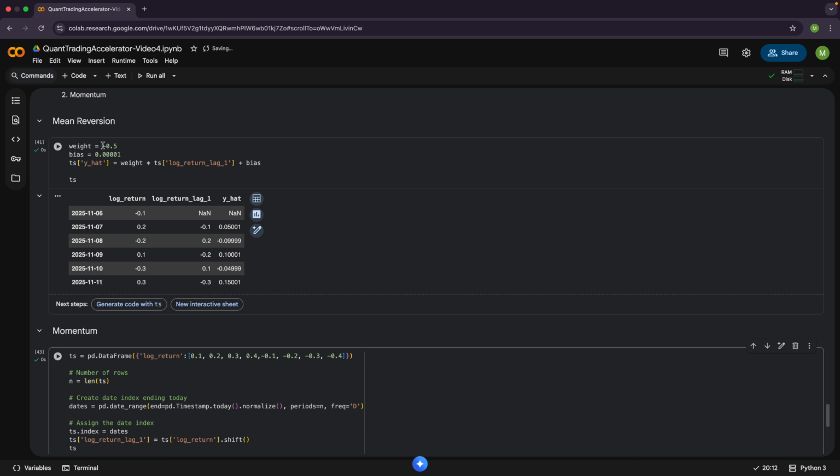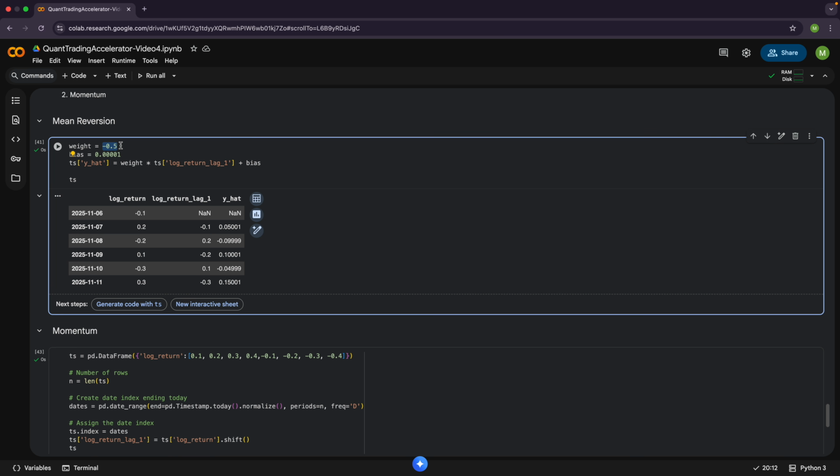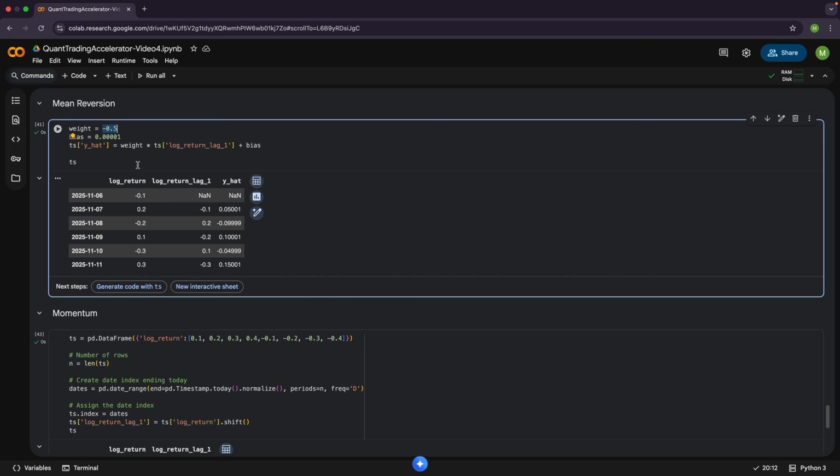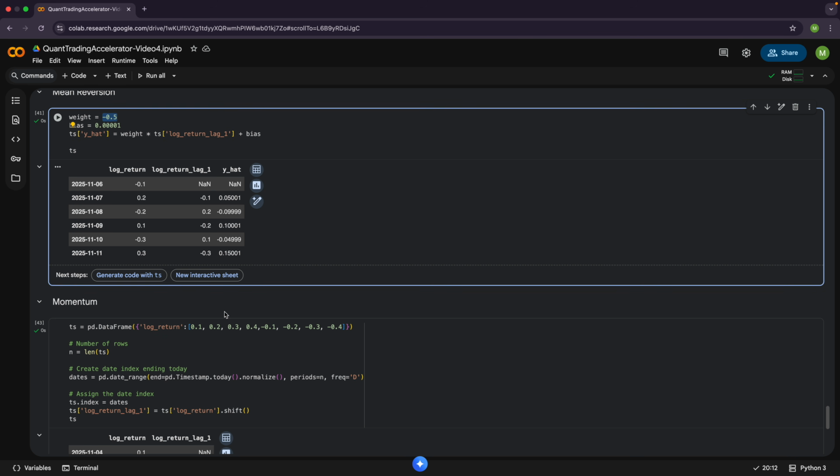What's extremely important is how it models it. If the weight is a negative number, it inverses the sign of the lag. So if the lag is negative, then it inverts it to a positive and then adds a bias, right? And this is where the mean reversion comes from. So with this AR1 model, if the weight is negative, then this exhibits mean reversion behavior. So that's a very important note: the weight interprets the trading dynamic.